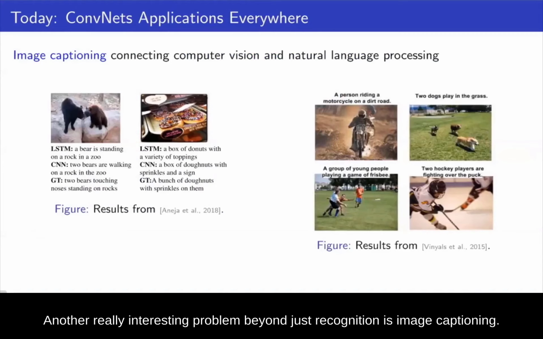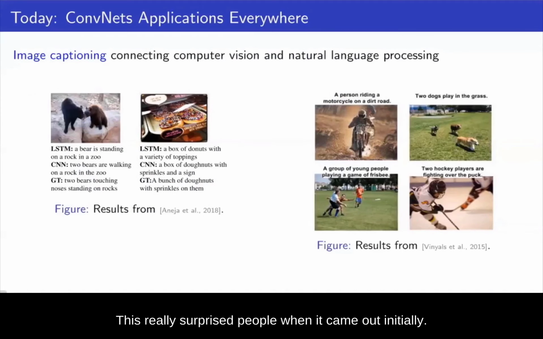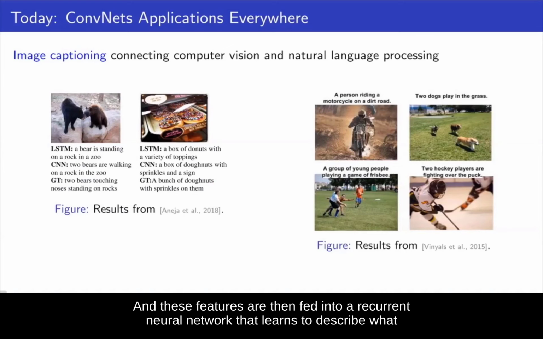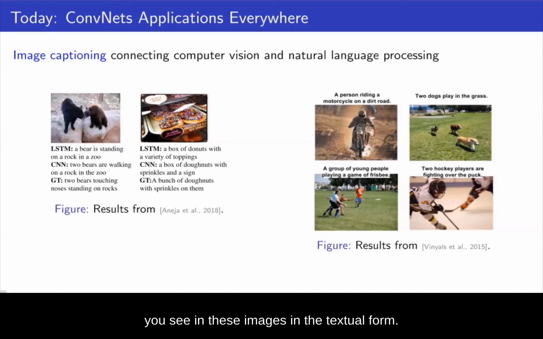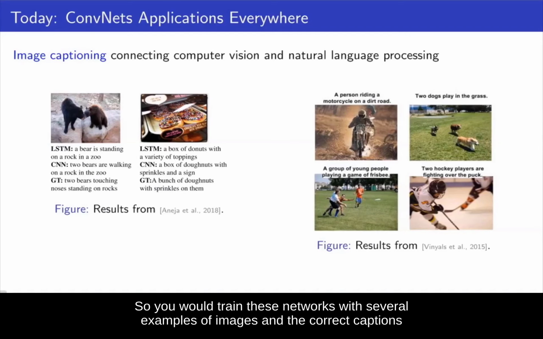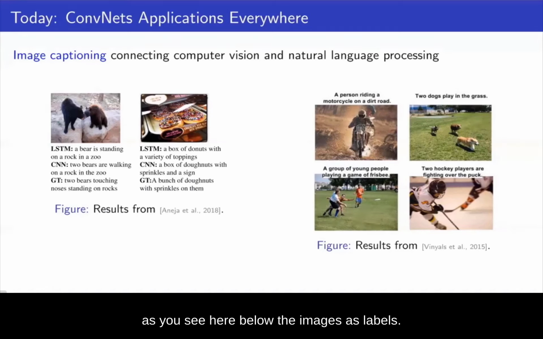Another really interesting problem beyond just recognition is image captioning. This really surprised people when it came out initially. Here we use a CNN to extract features from images, and these features are then fed into a recurrent neural network that learns to describe what you see in these images in textual form. You would train these networks with several examples of images and the correct captions, as you see here below the images as labels, and you will train these networks to predict these captions.